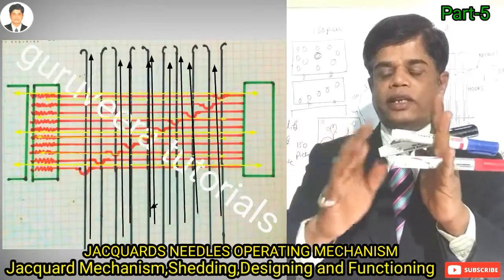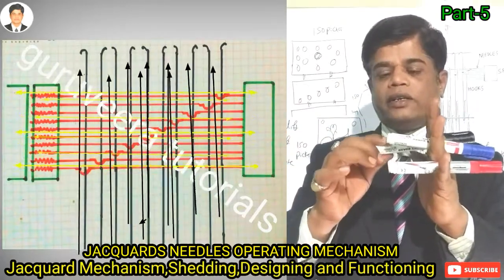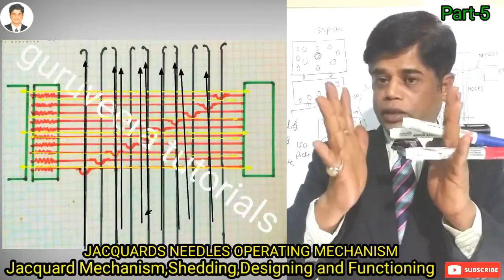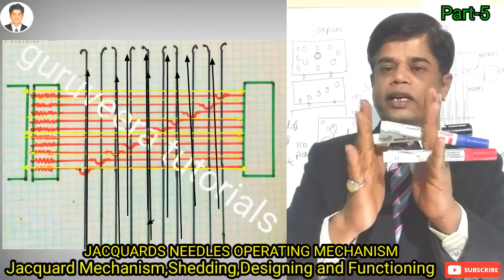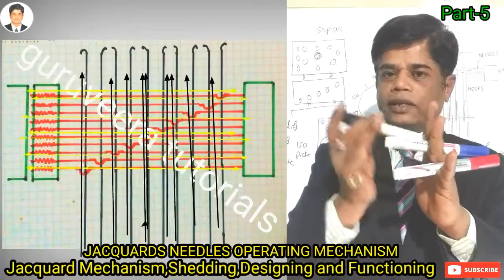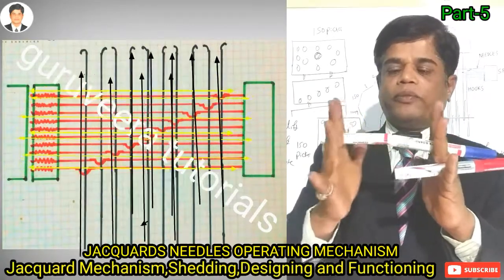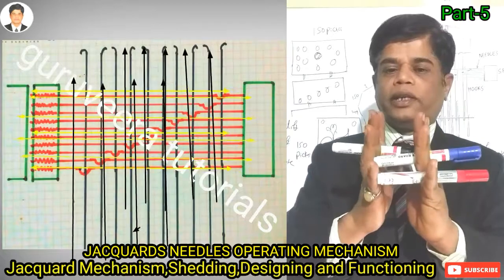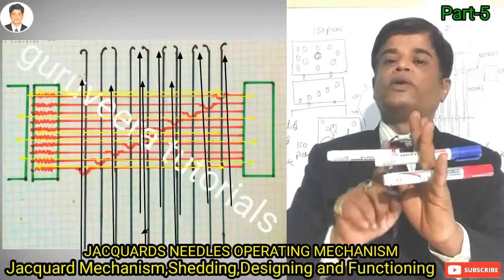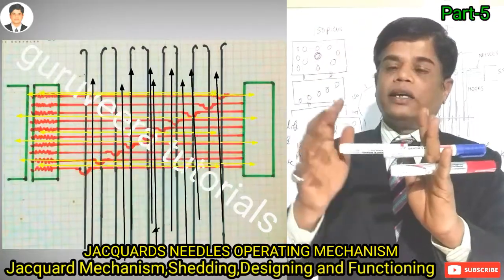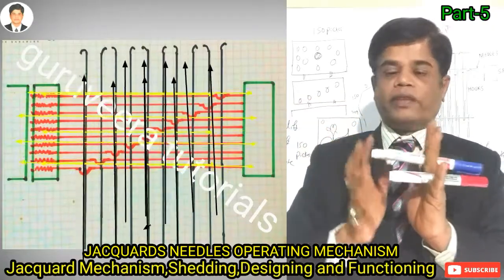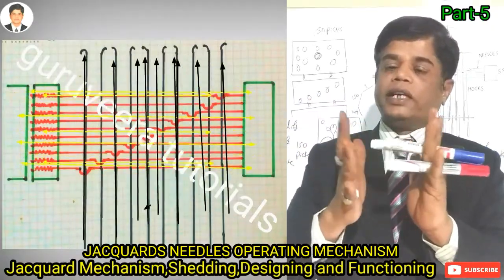Suppose in the next card, this needle is related to a particular thread. If the next card comes, then this black needle will go in, but the blue and black will be there. If it moves further, the hook connected to this needle will move up. Like that, 150 needles will be there for each and every card.